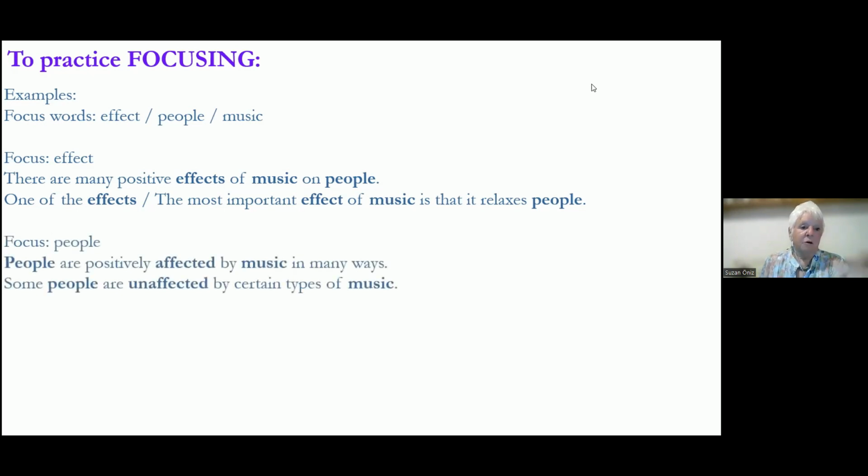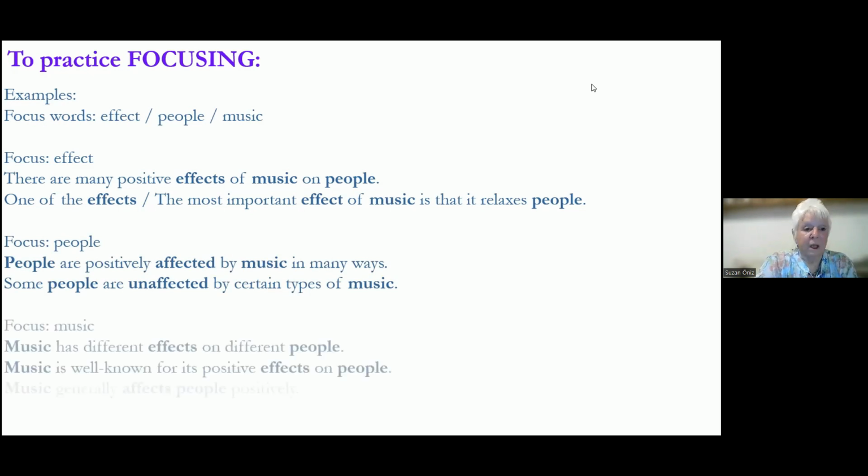People. So people at the beginning. People are positively affected by music in many ways. So instead of effect the noun, we now have the verb, which is okay. Some people are unaffected by certain types of music. Okay. So it depends on what you want to say.